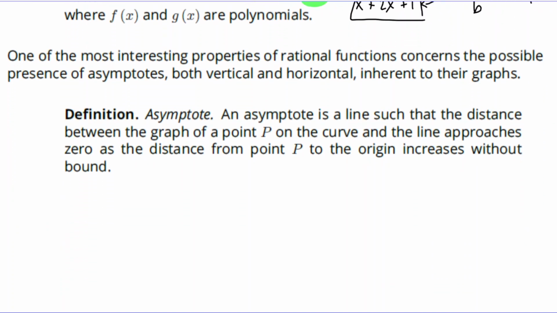Then they defined asymptote: an asymptote is a line such that the distance between the graph at a point P and the line approaches 0 as the distance from point P to the origin increases without bound. So, what does this look like? Well, you have a graph.